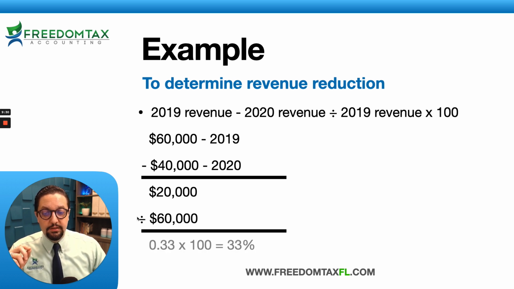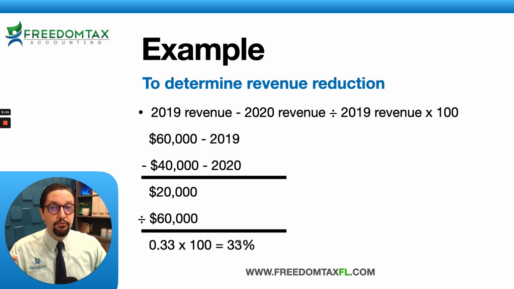That is going to give you 0.33. You multiply that by 100, so that's a 33% reduction in revenue. So if you make this calculation and it's 25% or higher, then you are eligible to get the second PPP loan.